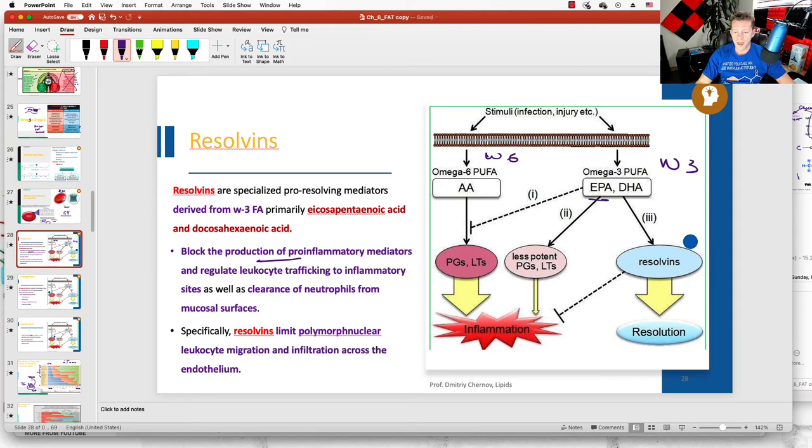So the resolvins actually regulate leukocyte, LT, trafficking to inflammatory sites. They can kind of dampen it, or they can kind of slow it down. They also can clear neutrophils from the mucosal surface. The neutrophils are phagocytes that come to the site of the injury, and they start digesting the debris or digesting the pathogens and releasing the waste. And there's even more, like cytokine storm. I'm just getting into another part of science that is not important, but I just want to strengthen this information.